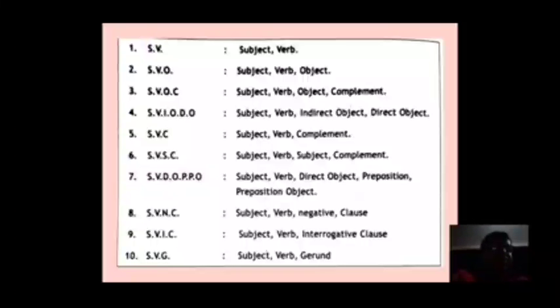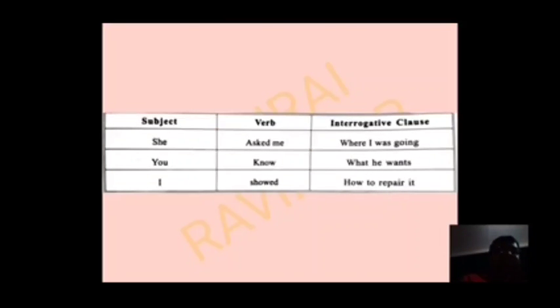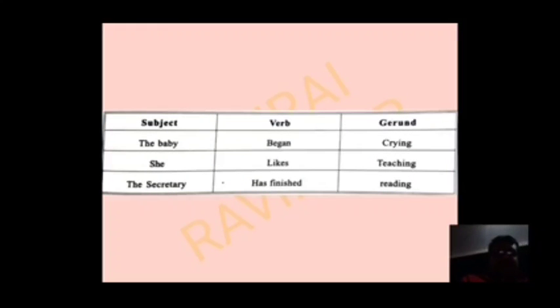Subject, verb, negative clause is another model. Subject, verb, interrogative clause is another model. Here you see subject, verb and gerund is another type. So we have discussed here one by one. Okay, finally, I give you one minute to recollect in your mind: subject, verb, object and adjunct. Subject, verb plus interrogative. Subject, verb, gerund.